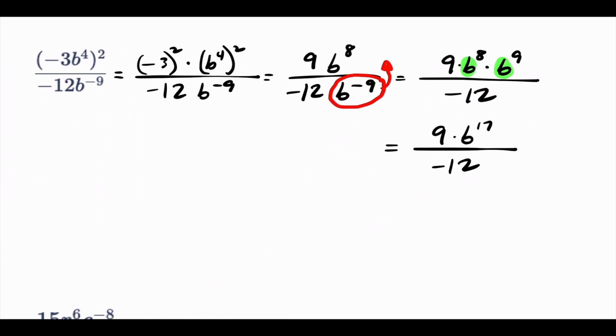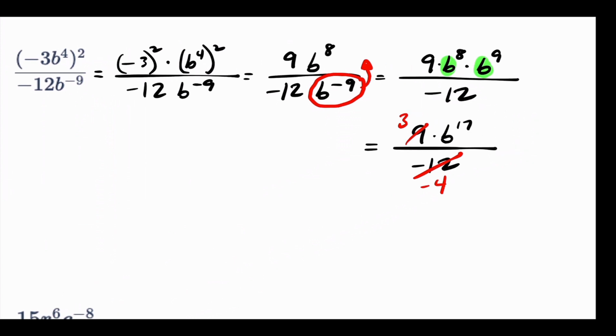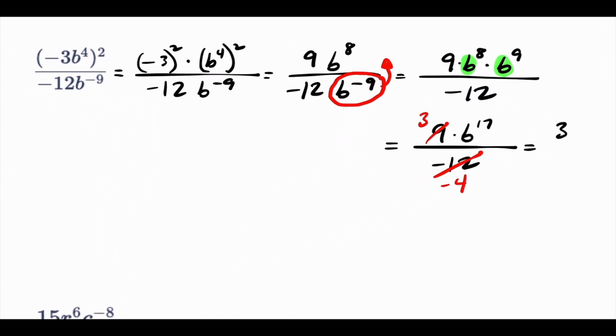So right now I'm almost there. This is like a 3 out of 4 on a test. If this was a test problem, quiz problem, you'd get a 3 out of 4. Almost there. What's the one thing that I need to do that's left? Simplify, yeah, reduce. 9 and negative 12. What's the biggest number that goes into 9 and negative 12? 3. So divide them both by 3. You get 3 there and negative 4 there. So your finished answer is going to be 3 times b to the 17th over negative 4.